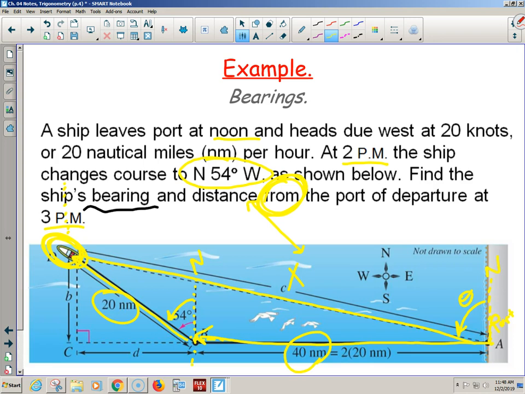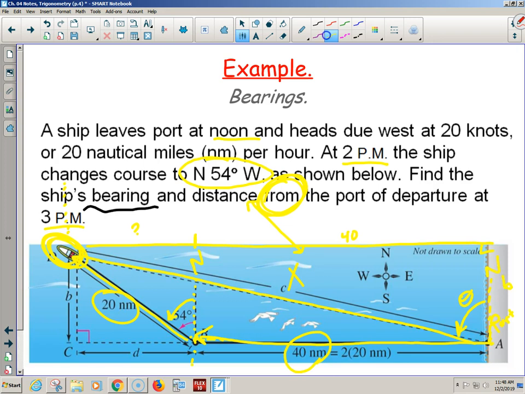I could try to use law of sines, law of cosines that we haven't learned yet. Or, couldn't I make a big old right triangle and say, hey, but what do I have to find? I know this guy is 40. What don't I know? I don't know that guy. I need to find this guy. I don't know this guy.